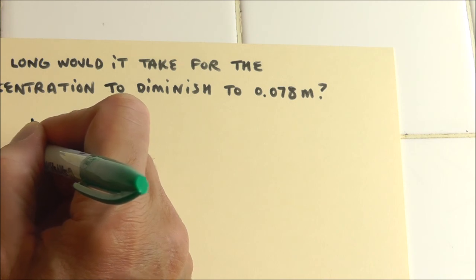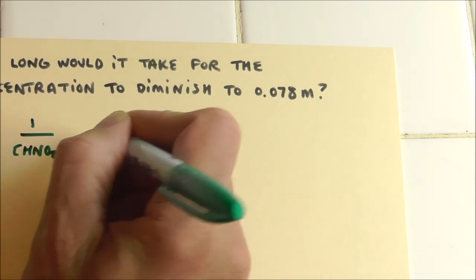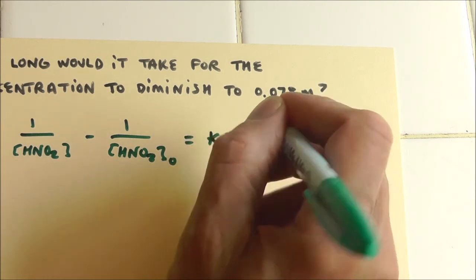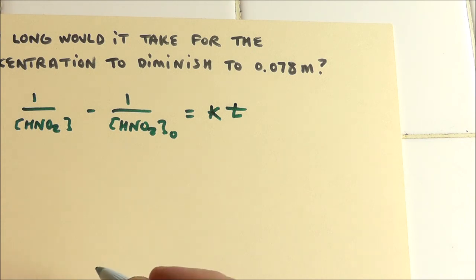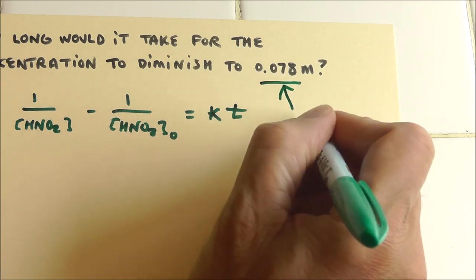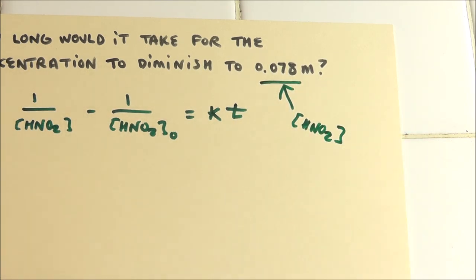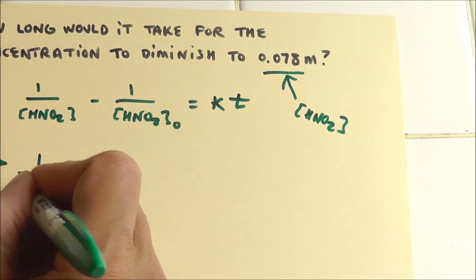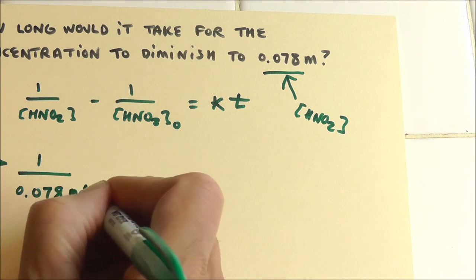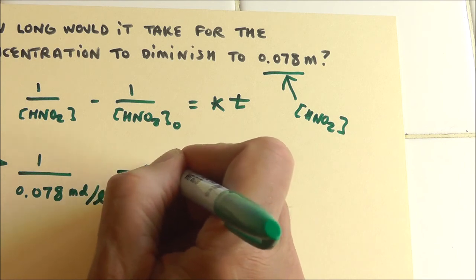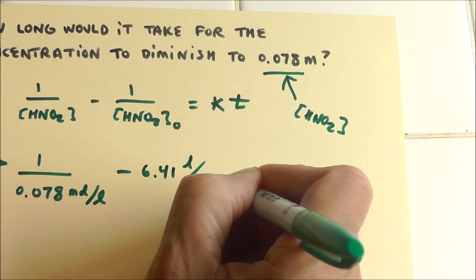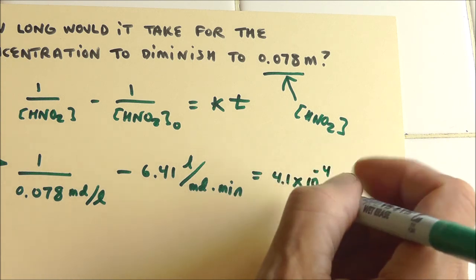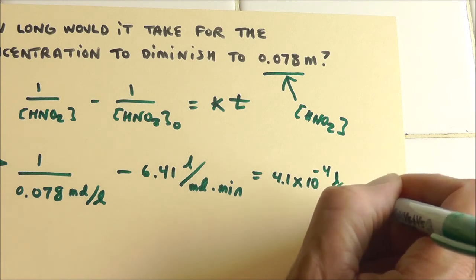1 over concentration of HNO2 minus 1 over concentration of HNO2 initial equals K, which we know, times T. So this time we're asking how long is it going to take for this to go to that value. That's the reactant, that's HNO2, not initial, of course. So I'm going to plug it all in. 1 divided by 0.078 moles per liter minus, same stuff as before, 6.41 liters per mole equals 4.1 times 10 to the minus 4 liters per mole per minute.